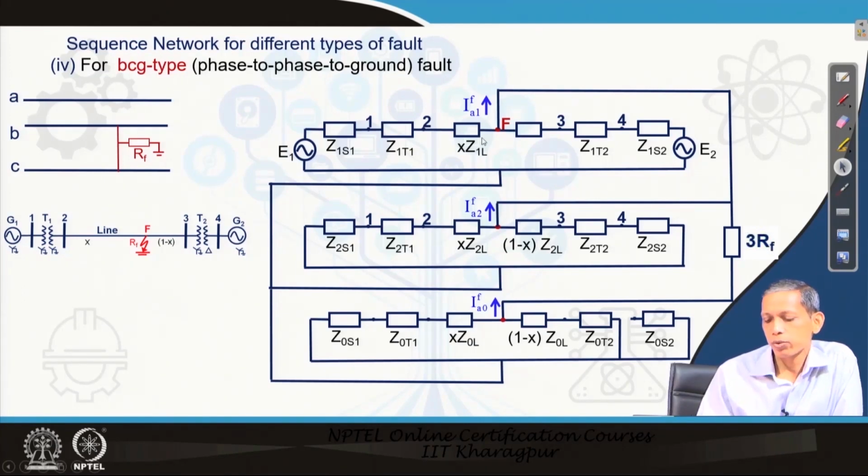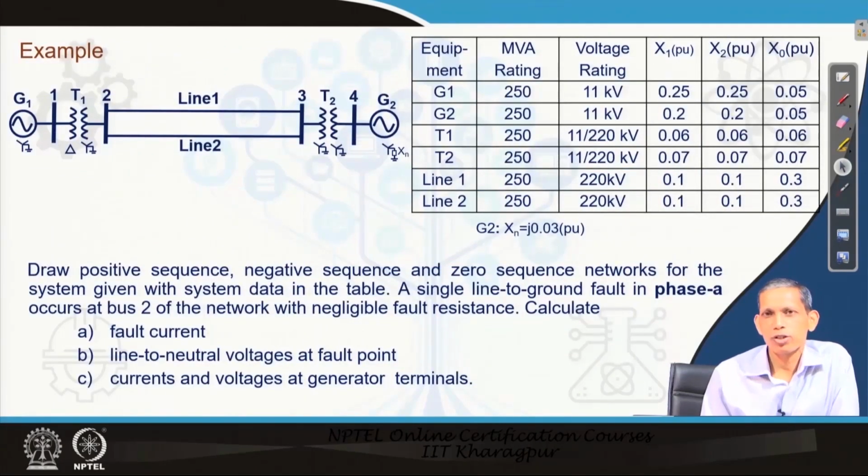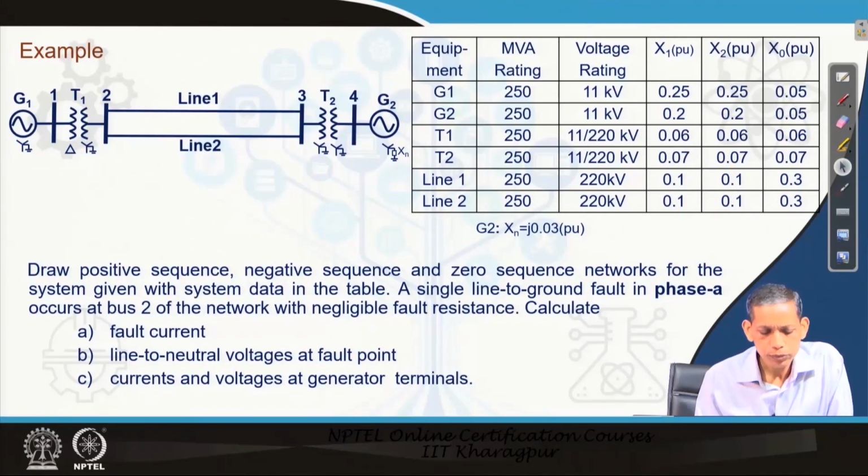Then we can analyze each individual connectivity here, and find the different currents and voltages at different nodes, and we can find the corresponding phase quantities as mentioned in the earlier case also. Now, let us consider one example here.